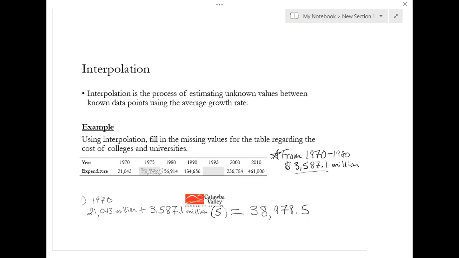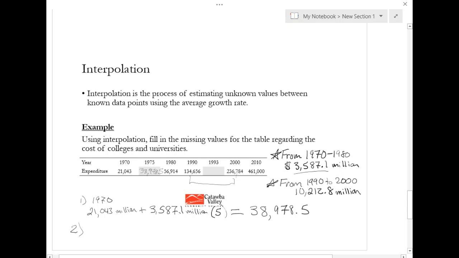All right. So what about that second missing piece in 1993? Well, again, I need to figure out the average growth rate between these 2 years. So now we need to look from 1990 to 2000. That's going to be a little different. We're going to do 236,784 minus 134,656 divided by 10. That gives me an average growth rate of 10,212.8 million.